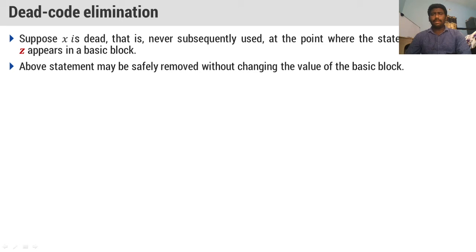Suppose the statement x equal to y plus z appears in a basic block, and this statement is never used at any point, so this statement is considered dead code. We have declared this statement x equal to y plus z in a basic block, but never used it in the program. That's why the statement can be removed safely without changing the value of the basic block. That's why it is called dead code elimination. This is also helpful, and it is one of the transformations in the basic block.